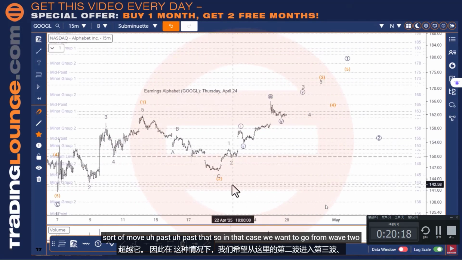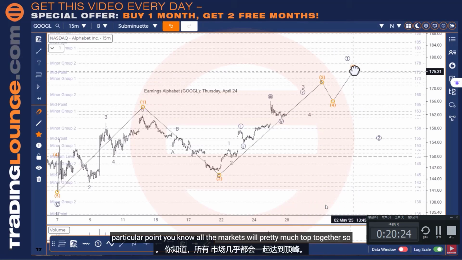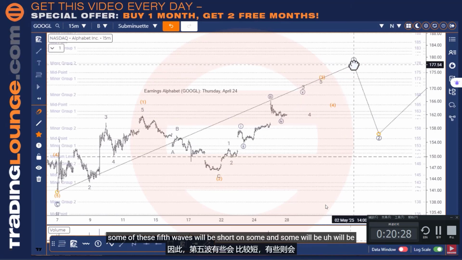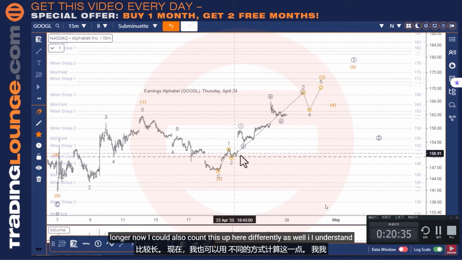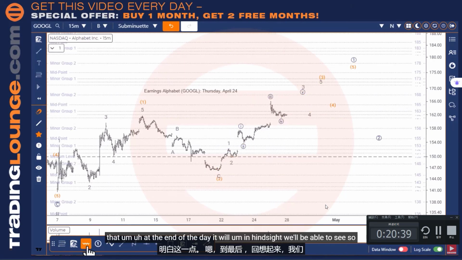So in that case, we want to go from wave 2 here to wave 3, 4, 5. I don't know where this top is going to be at this particular point. All the markets will pretty much top together, so some of these fifth waves will be shorter on some, and some will be longer. Now, I could also count this up here differently as well. I understand that. At the end of the day, in hindsight, we'll be able to see.